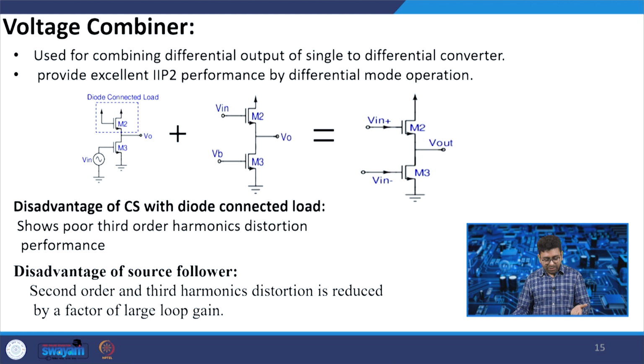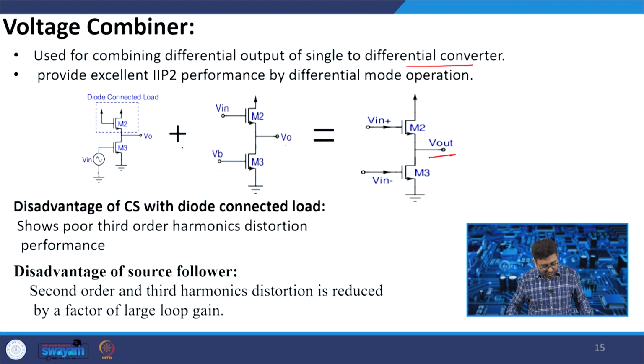We can have a different voltage combiner in order to improve the linearity. It is used for combining a differential output, a single-to-differential converter. So this is the input, and what we get is a diode connected load, plus we get Vin and VB. So this is the output. If we combine both these configurations, at this point we will have an output which is a combined voltage combiner. So voltage combiner circuits are also widely used.